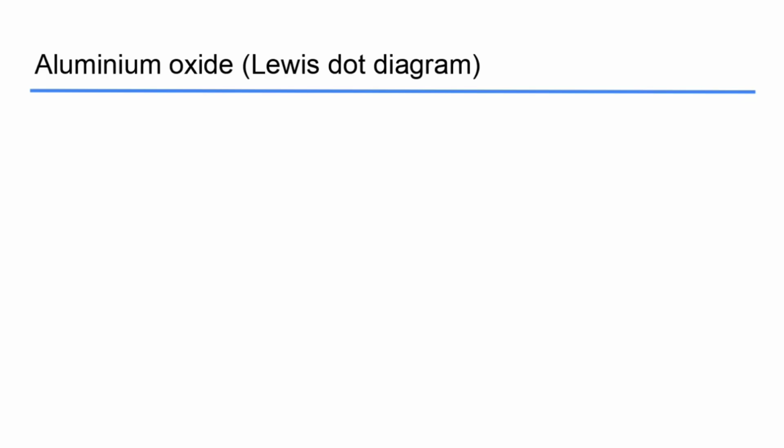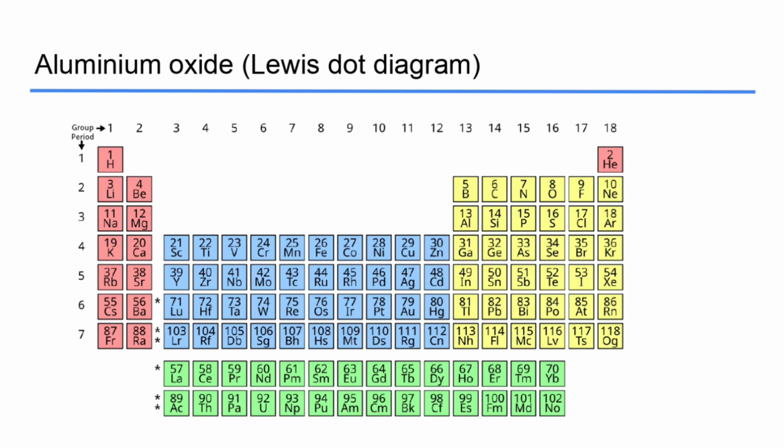Alright, this time we're going to construct a Lewis dot diagram of a bit more complex ionic compound, aluminium and oxygen. First of all, we're going to locate those two elements in the periodic table. Aluminium belongs in group number 13. That means it has 3 valence electrons.